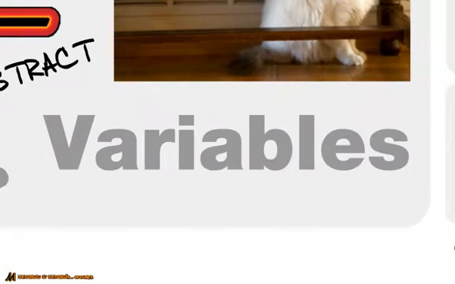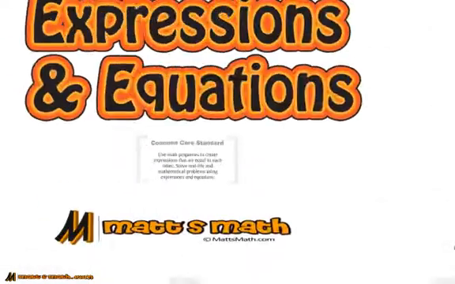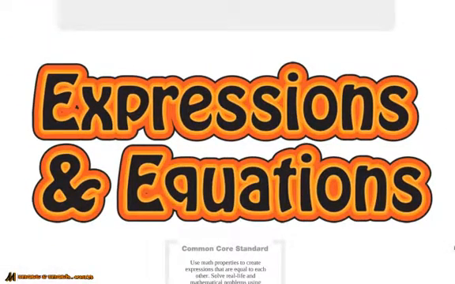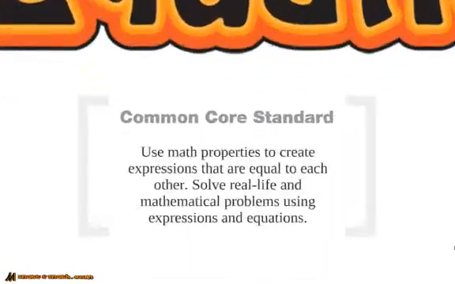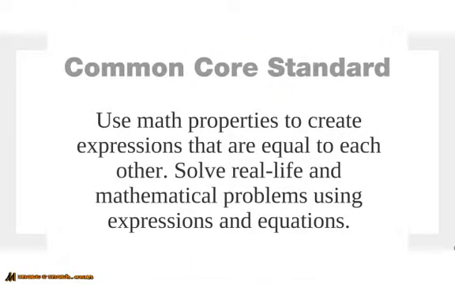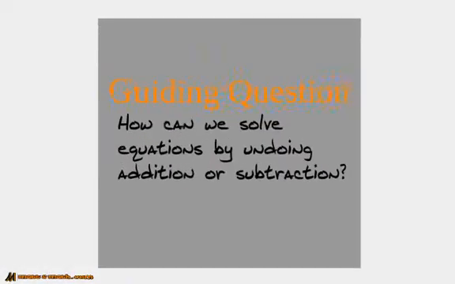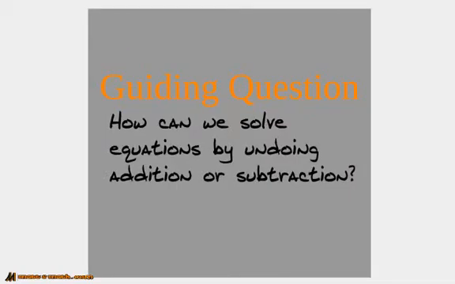All right, how do we add and subtract with variables? And what on earth are variables? We're in the Common Core Math Standard of Expressions and Equations, and we're going to be using math properties to create similar expressions and using real-life problems to help us with expressions and equations. That's our goal today. Our guiding question is how can we solve these equations by undoing addition and subtraction. So when we have equations with variables, how do we get rid of that addition and subtraction when we don't want it?